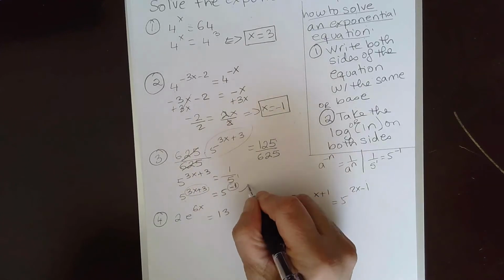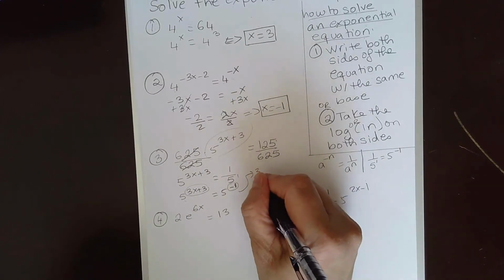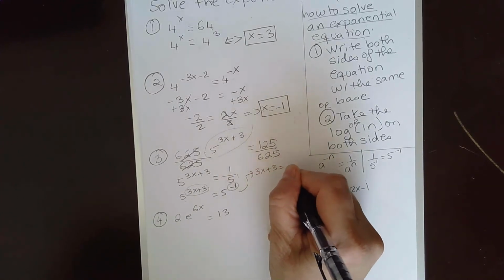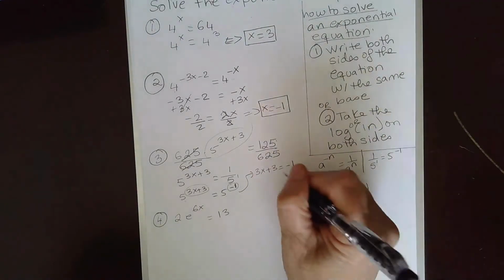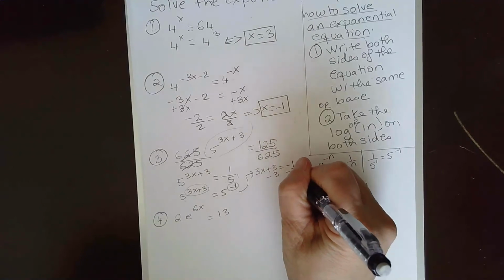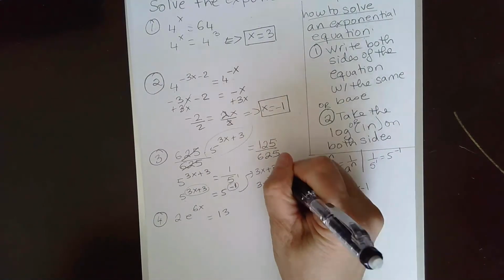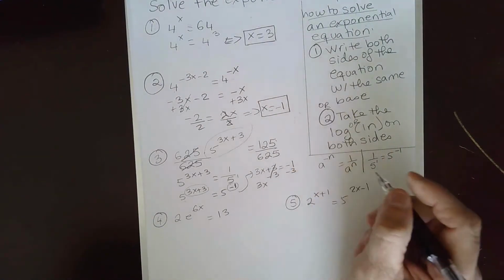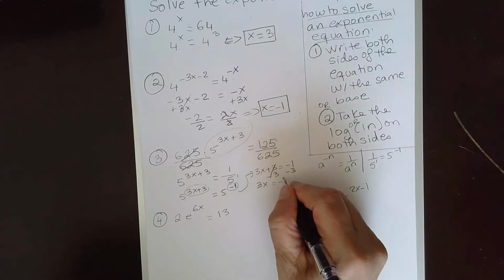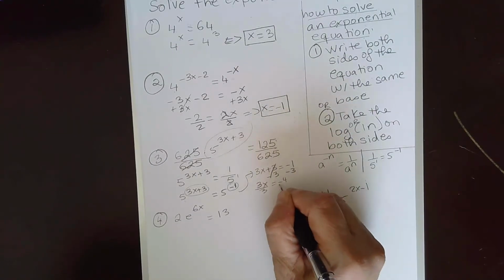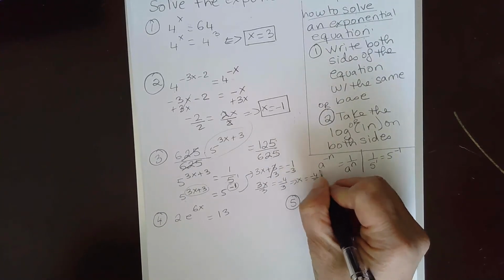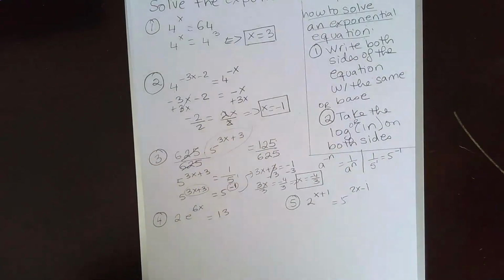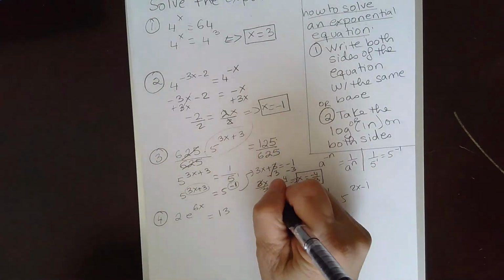So now what we have, 3x plus 3 equal to negative 1. And you just solve for x. So we subtract 3 on both sides. And we get 3x, this cancels. Negative 1 minus 3 is negative 4. You divide by 3 on both sides, and we get the solution. x is equal to negative 4 over 3. So that is your solution for this problem. This 3 and this 3 cancel.